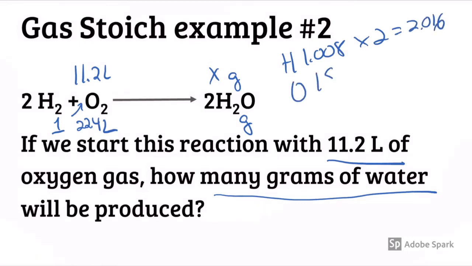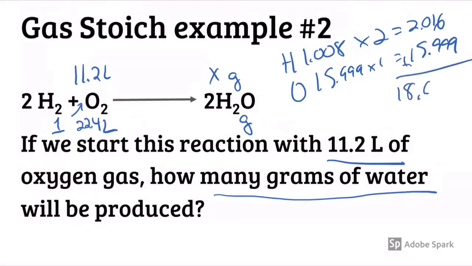My oxygen, the mass, so 15.999 grams. Add that all together, 18.015. But there's a coefficient of 2, so we have 2 of these, so times 2 is 36.03 grams.